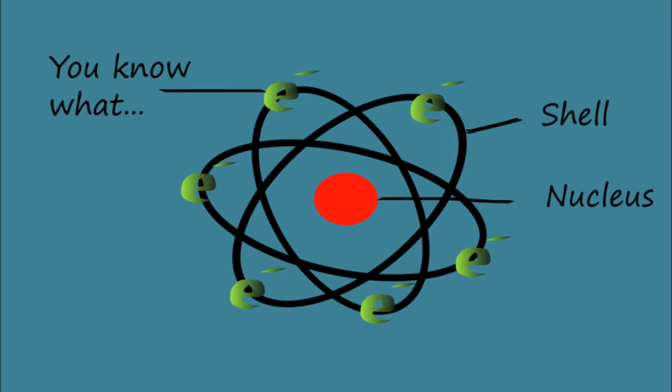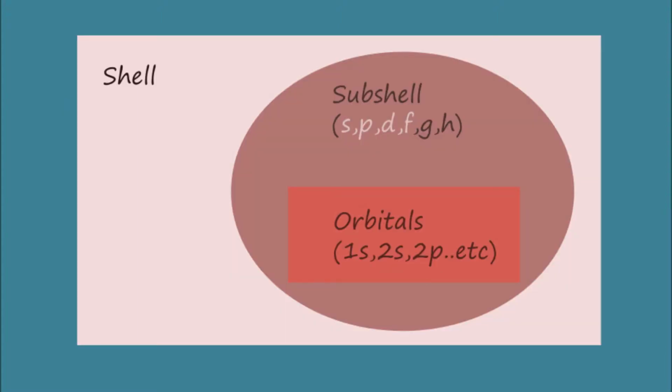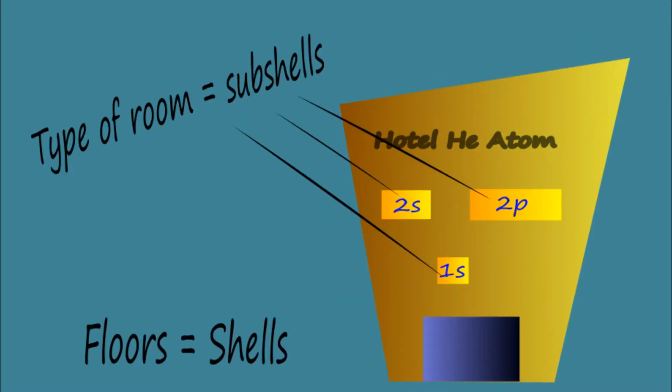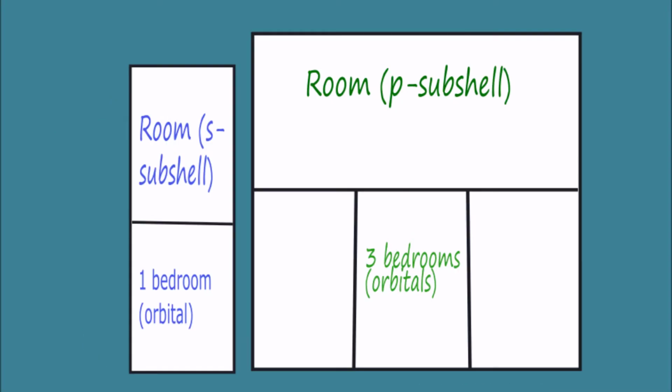So most of you already know electrons are negatively charged particles orbiting a nucleus containing protons and neutrons in what is known as a shell. What you might not know is that within these shells are subshells and orbitals. I like to think of the atom as being a hotel, and the shells would be the floors in the hotel. These subshells are the different types of rooms, like maybe a double room or a family room, whereas the orbitals would be the bedrooms inside each type of room.